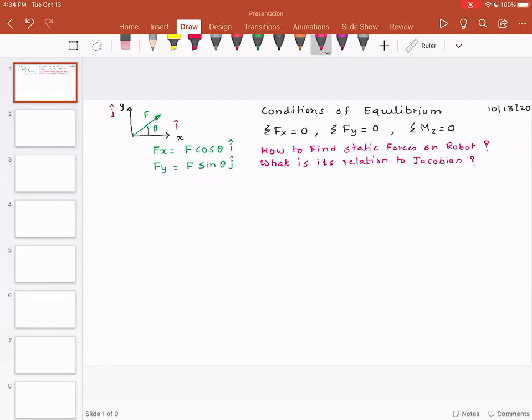So in last class, I briefly mentioned something about virtual work. I mentioned about virtual forces. So we will talk about virtual forces and we will try to see how does that affect the Jacobian and the joint torque. So let me set up the problem. So if you look at the problem, it's a two-link robot. So you have a two-link robot.